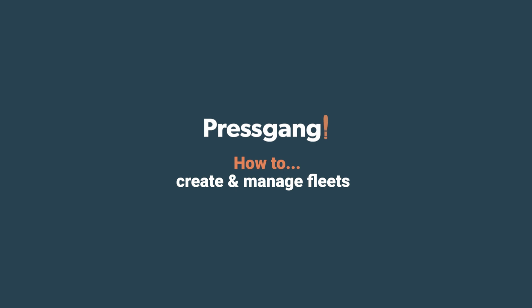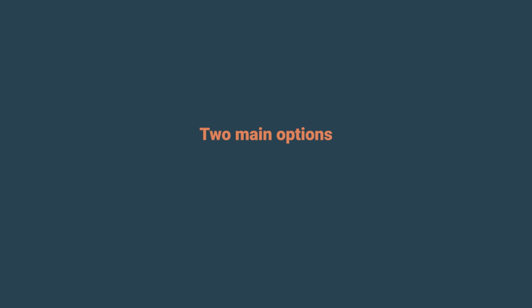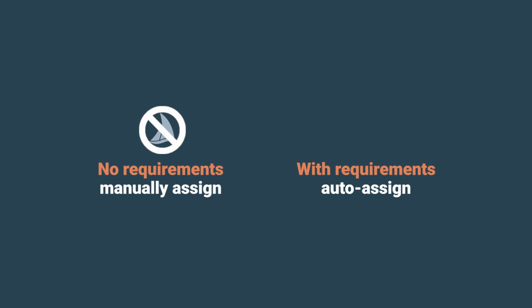In this video, I'll show you how to create fleets for sailing races. There are three ways to create a fleet: when you're setting up a new event, or after an event is saved via the Sign-ups tab or from the Fleets tab. And there are two main options for fleets: no requirements and with requirements. Fleets with no requirements will need to have boats manually assigned to them, but fleets with requirements will automatically assign boats.